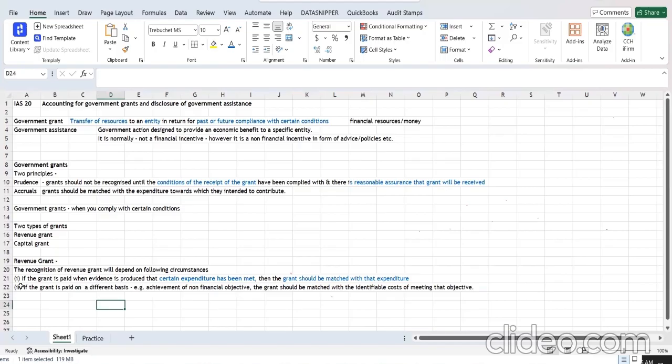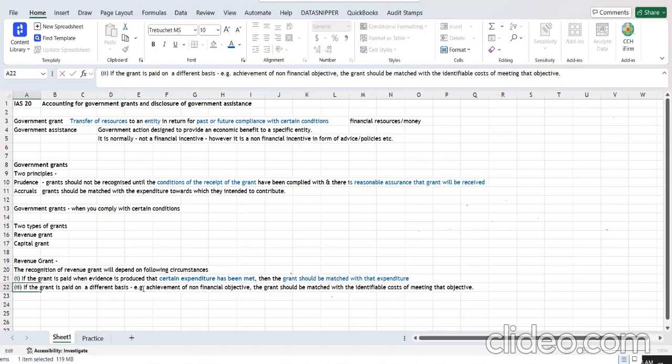Now, in case there is a grant that is not provided to you because they want you to do some expenditure, but they want you to meet a non-financial objective, right? A non-financial objective could be, for example, reducing the carbon emissions into the environment, right? So this is like a non-financial objective that's not related to your books, right?